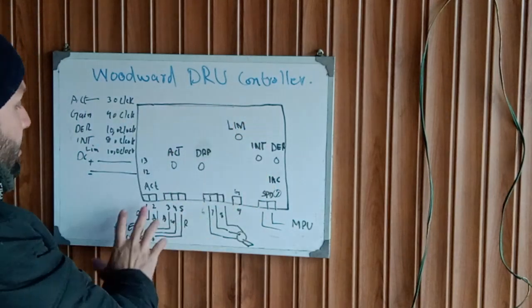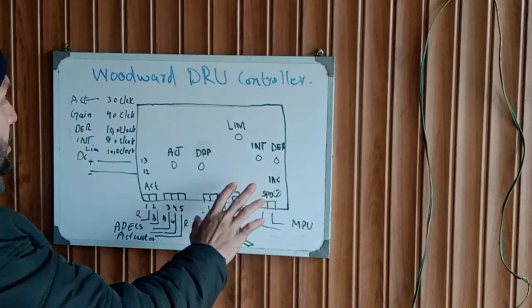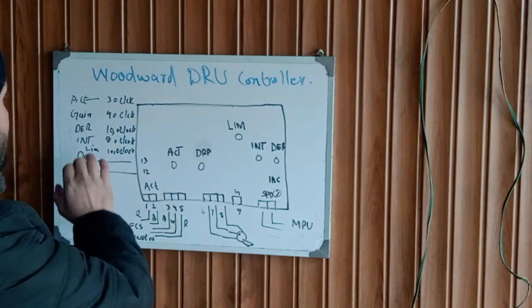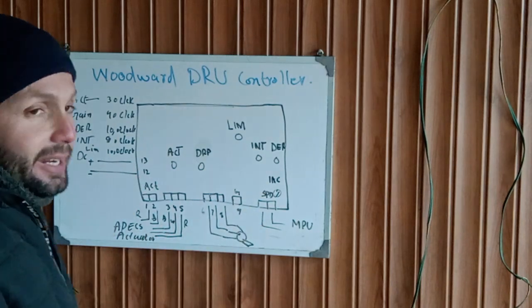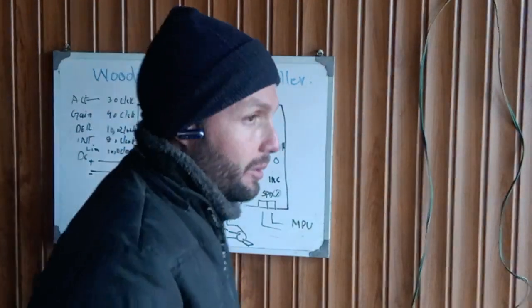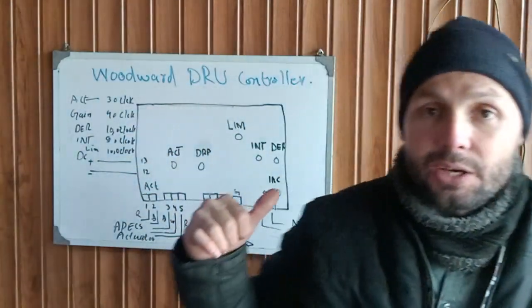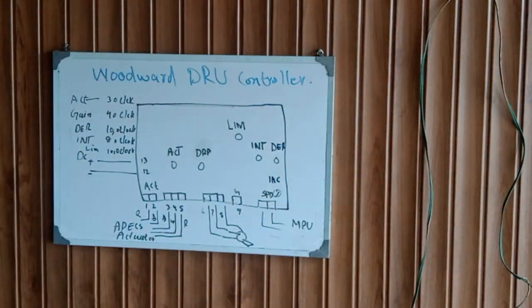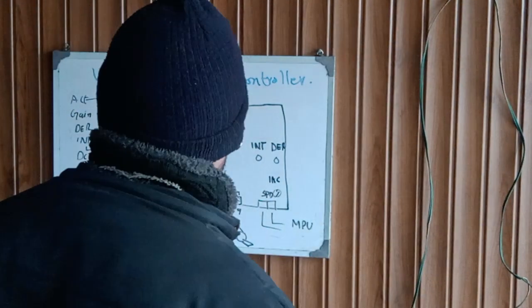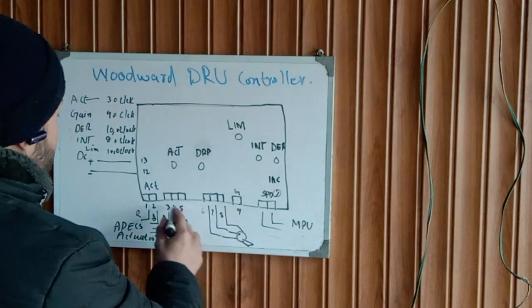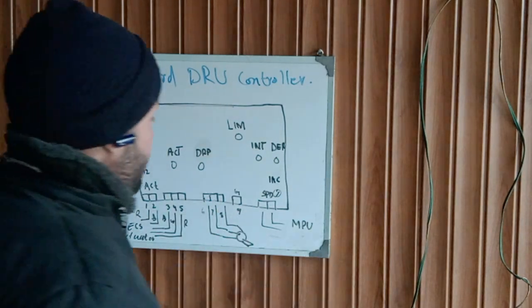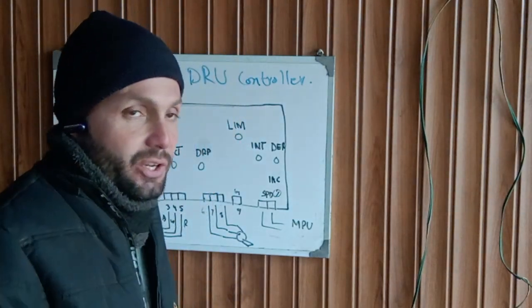Today we will explain the set point parameters of the DRU controller, the wiring connection of the DRU controller, and how this DRU controller actually works. First of all, this is the pin out for the wiring connection.